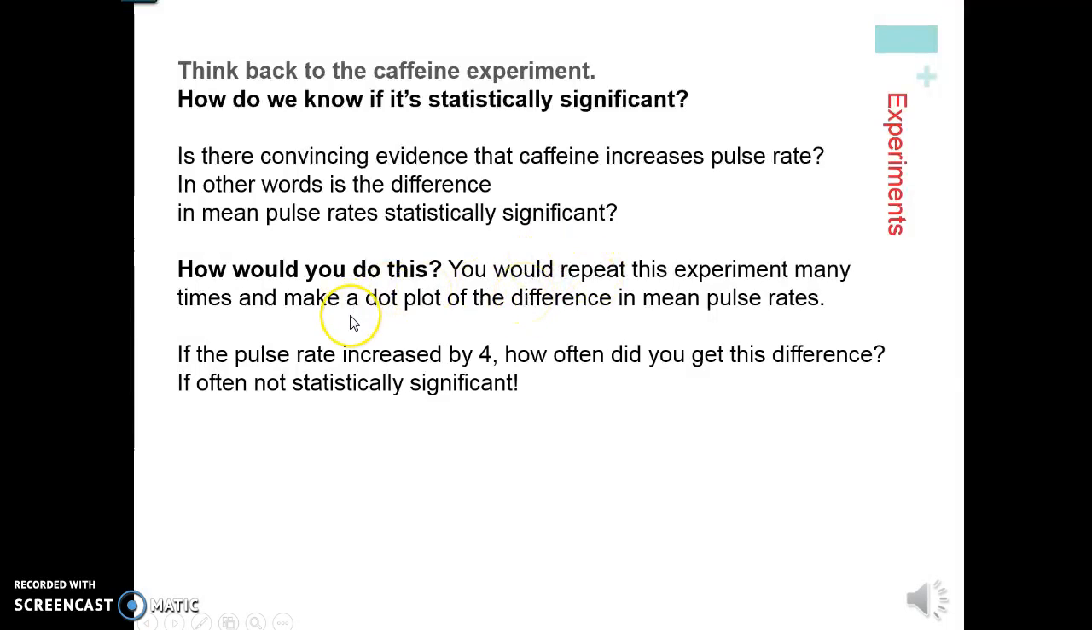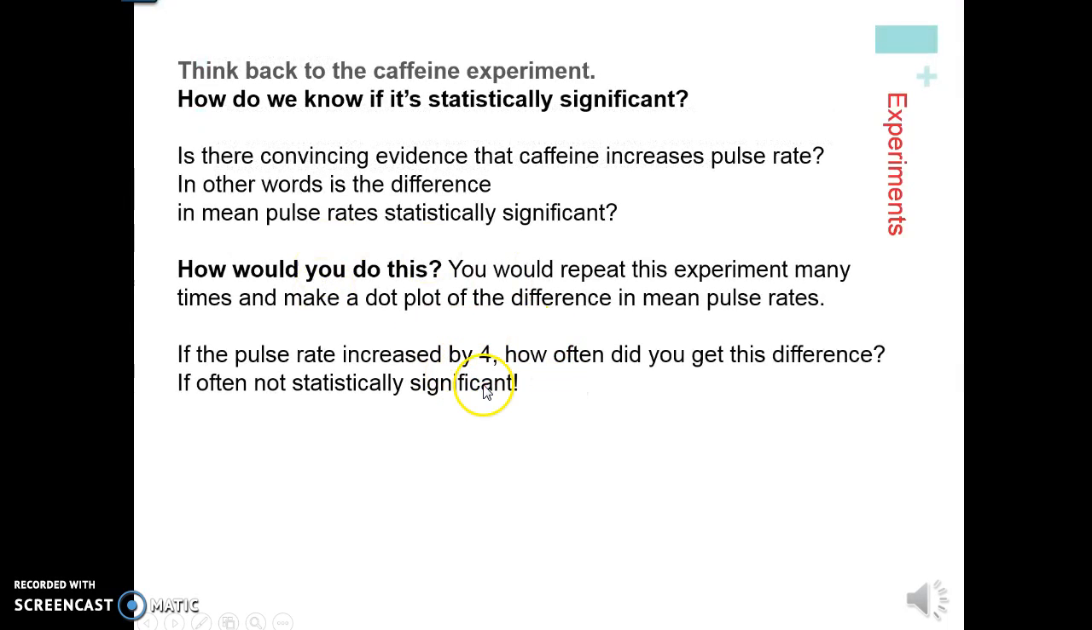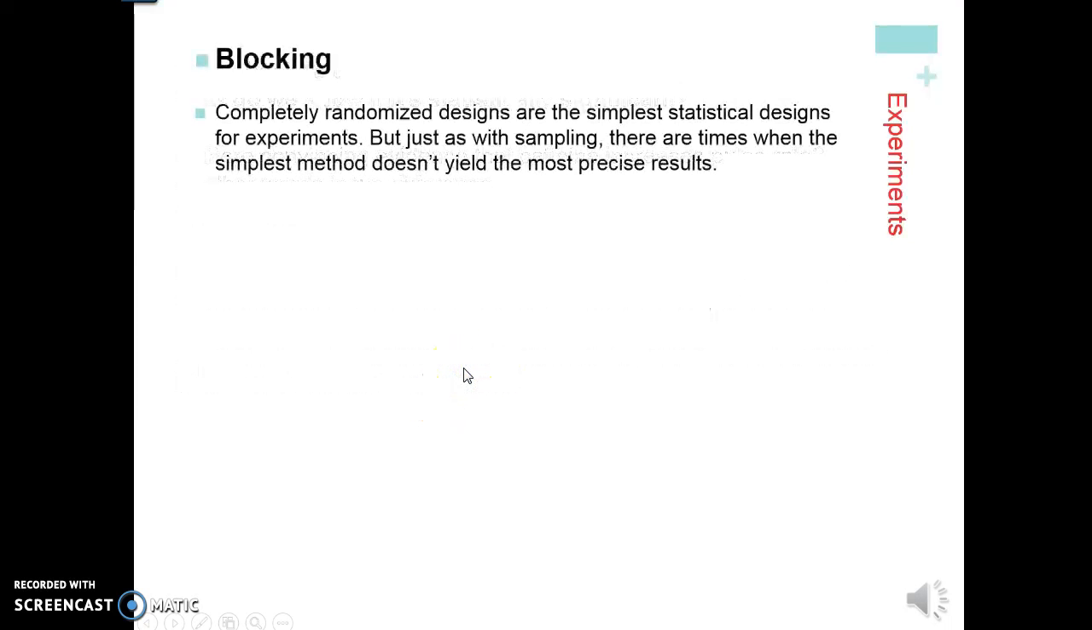I would repeat this experiment many times, and I could make a dot plot of the differences in mean pulse rates. So when I say repeat it many times, that means there's going to be a lot of experimental units or subjects within my groups. So if the pulse rate increased by 4, how often did you get this difference? If you didn't get it often, it's not statistically significant. If one person's pulse rate increased by 4, that's basically like saying that maybe it just happened by chance alone. Just by chance, okay, somebody's pulse rate in the group increased, but did it happen a lot or did it only happen once? If it only happened once, it's not statistically significant. He's just the oddball in the group. But if it did happen often, it is statistically significant.